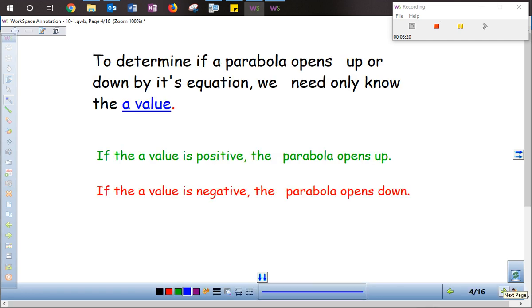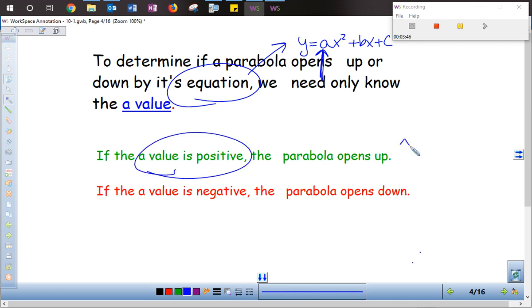Now, actually, we don't even need to see the graph to determine if the parabola opens up or down. All we need is the equation. Now remember, the equation in standard form is y equals ax squared plus bx plus c. Now, if we look at the a value, all we need to know is if it's positive or negative. If the a value is positive, the parabola opens up like this. If the a value is negative, the parabola opens down like this.